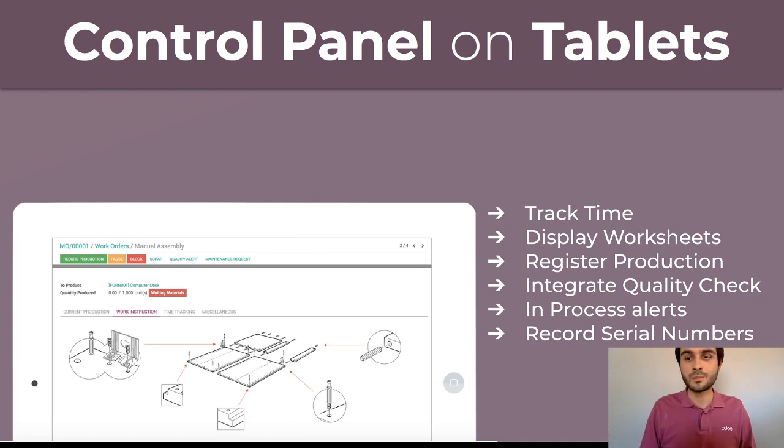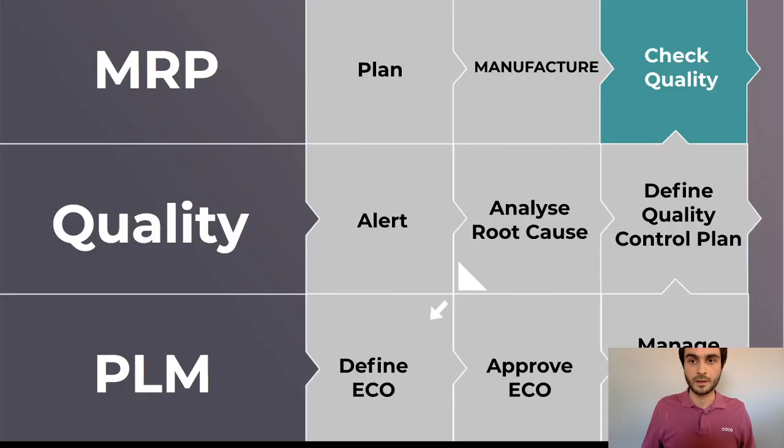You can record serial numbers quite easily, but you have to be careful not to make a mistake and to set it up properly. But yeah, so again, the best thing to do is to try it by yourself. So now let's go through a quality check. So how does that work?